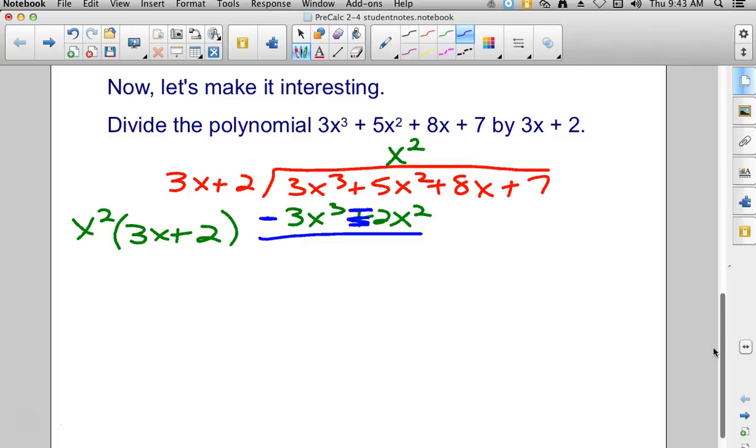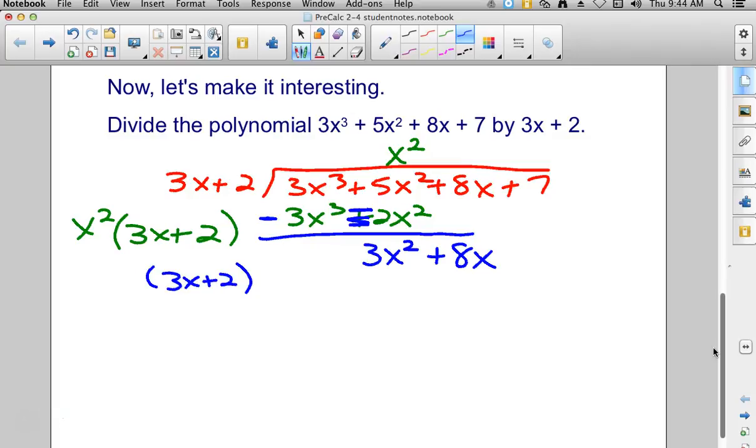So now our 3x cubed minus 3x cubed is gone. That's exactly what we wanted to happen. And we have 5x squared minus 2x squared, which would be 3x squared, or you could think of it as 5x squared plus a negative 2x squared. But there it is. And we do the same thing that we did with long division before. We say, well, we're not done. I haven't even touched the 8x and the 7 yet, so I better bring that 8x down here and give it another try. Well, I'm still going to start with 3x plus 2.